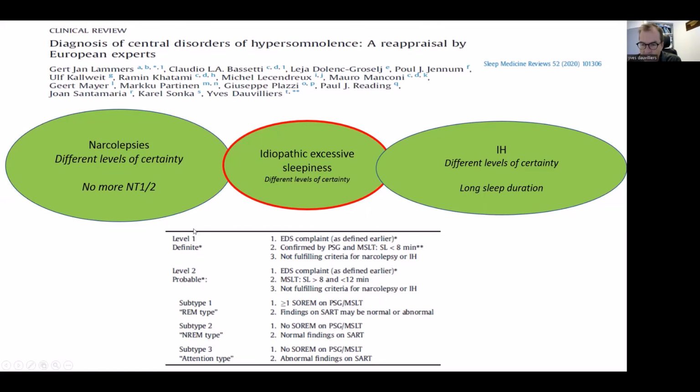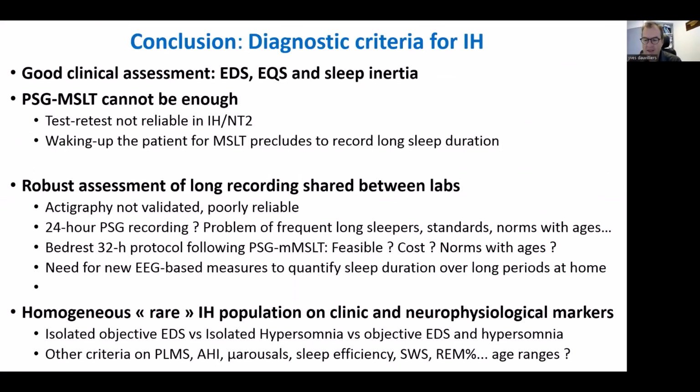But there are also different levels of certainty about the probable or definite criteria, because the patient can have a complaint with MSLT between 8 and 12 minutes, but problems of attention that may be correctly assessed by the PVT. So it's one way to solve the issue and to find a better understanding of this disorder.